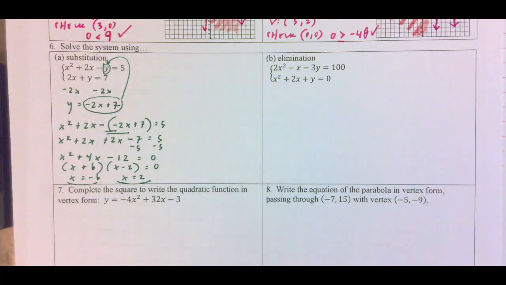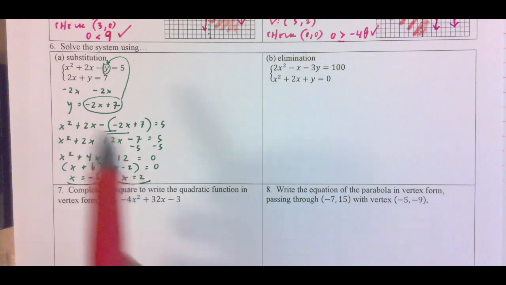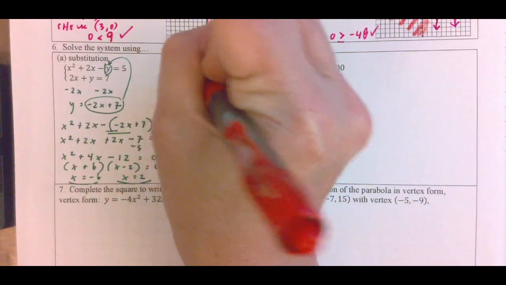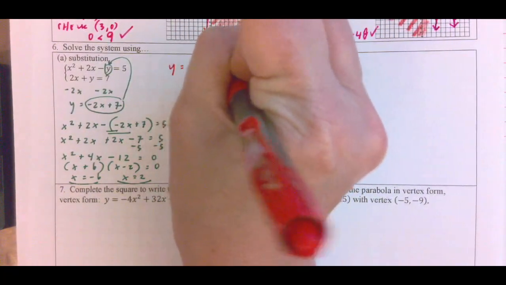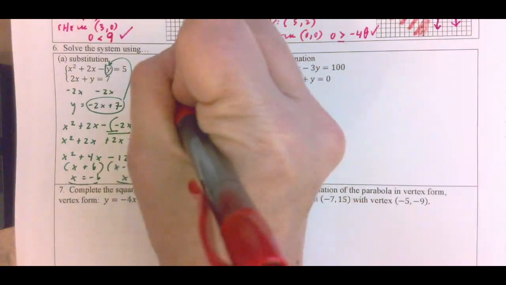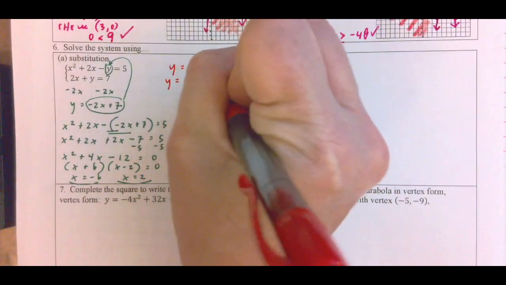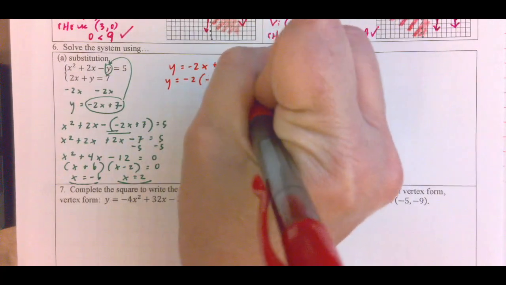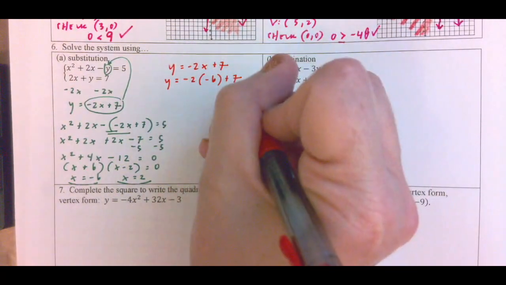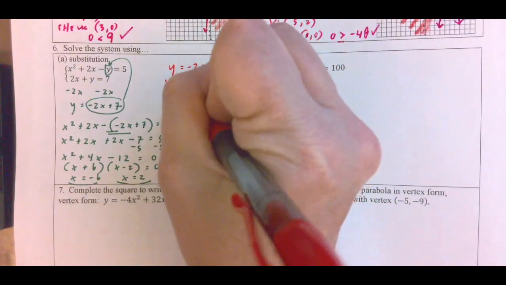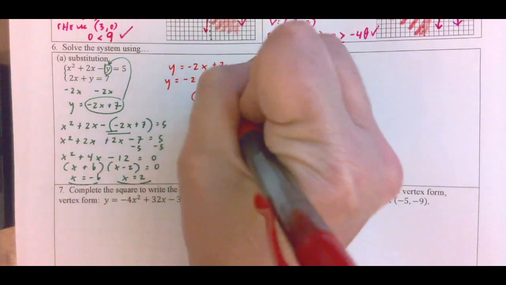So now I plug in, and I plug into the format that's easiest. So I would just plug right into this format for the line where y is already isolated. Okay, so if I plug in the first one, y equals -2 times -6 plus 7, right? 12 plus 7 is going to give me 19. So that solution will be -6, comma, 19.